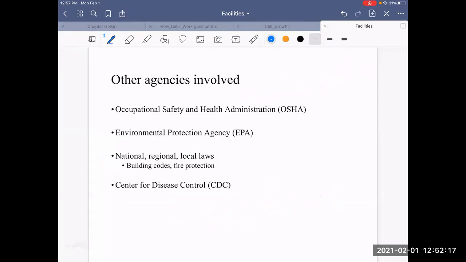Now, other agencies that are involved: OSHA, the Occupational Safety and Health Administration. This is going to make sure that the workers are okay, so nothing that you're doing in the facility is harming the workers. The Environmental Protection Agency is making sure that the things being released from the facility, maybe the wastewater, are not going to affect the environment. There are going to be building codes, fire protection, and then the CDC. The CDC is ensuring that any of the living organisms that you're using in there are not going to get out and cause problems somewhere else.